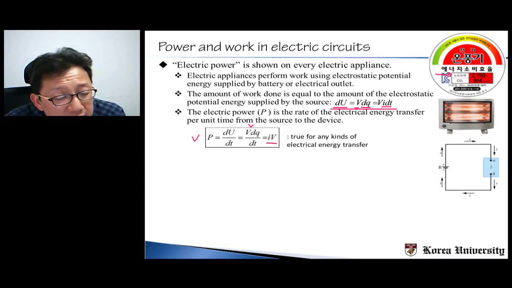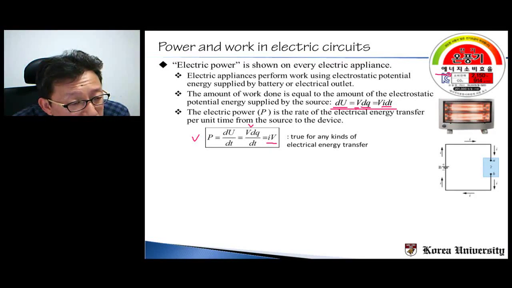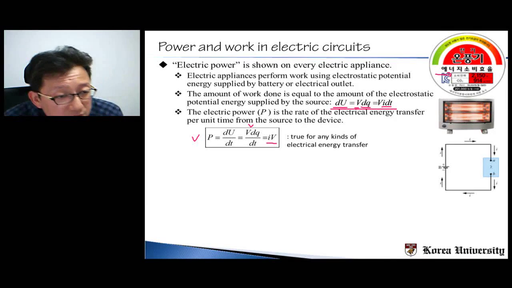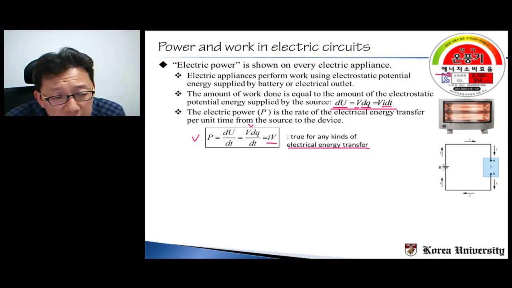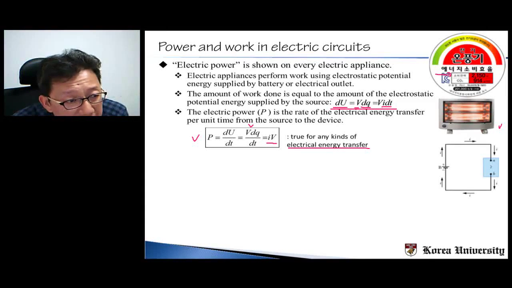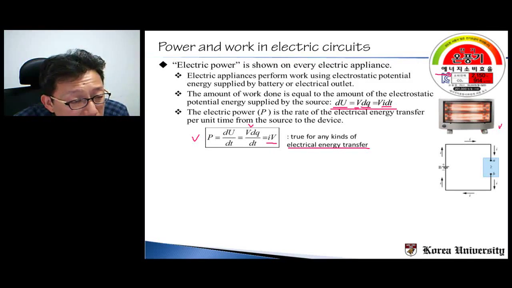So finally, we get the relation that electric power is equal to the product between the current and the potential difference. Okay. This is a general equation, so it is true for any kind of electrical energy transfer. Whether you have a heater like this, or a fan or television or radio, smartphone, anything, the electric power can be calculated by the amount of current flowing multiplied by the potential difference.